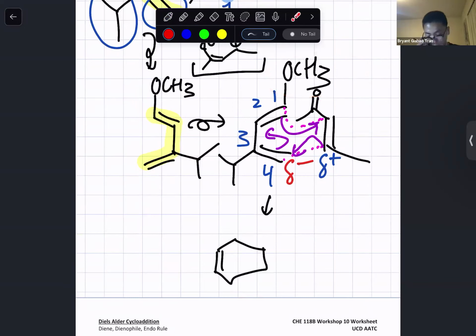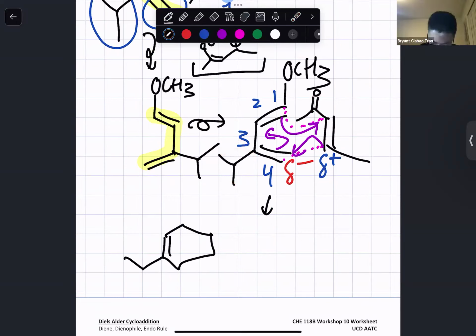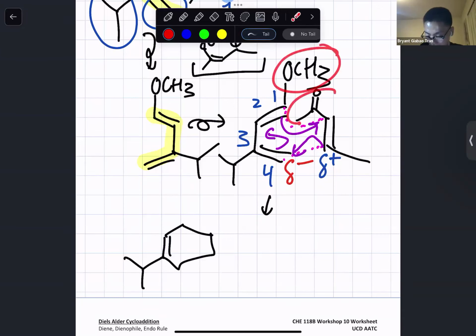What would be the stereochemistry of all of these groups here? What would be the stereochemistry of this isopropyl group? Would it be wedge, dash, flat? Wouldn't it be flat? Yeah, flat, because it stays on an sp2 carbon. Now, what is the relationship between this group and this group here? Are they cis or trans to each other? Trans.